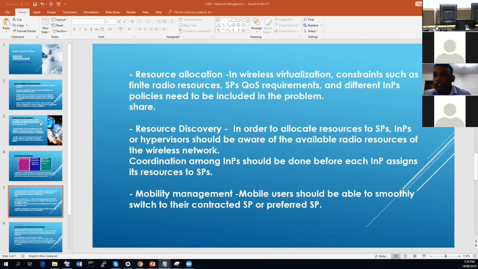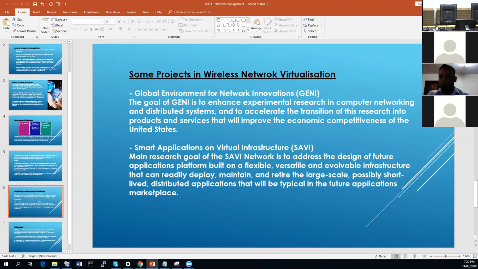And in the next slide, I'll just discuss some projects in wireless virtualization. The first one is the Global Environment for Network Innovations. The goal for GENI is to enhance experimental research in computer networking and distributed systems, and to accelerate the transition of research into products and services that will improve the economic competitiveness of the United States. The concept is being explored by the United States Computing Community Consortium with support of the National Science Foundation.